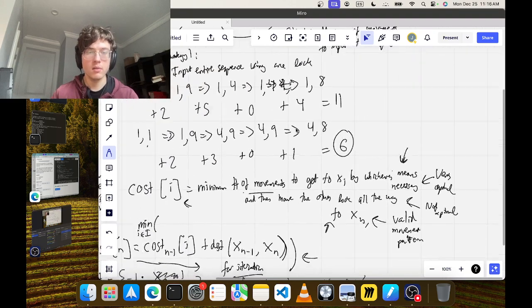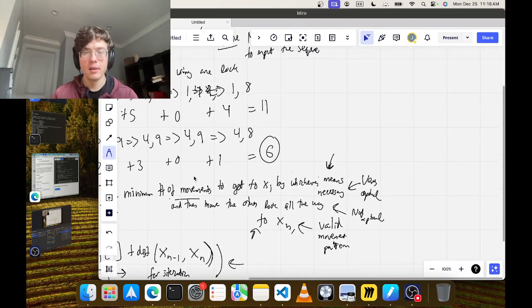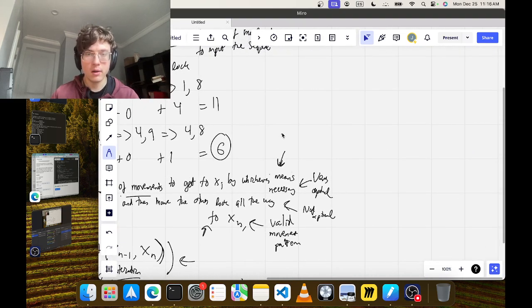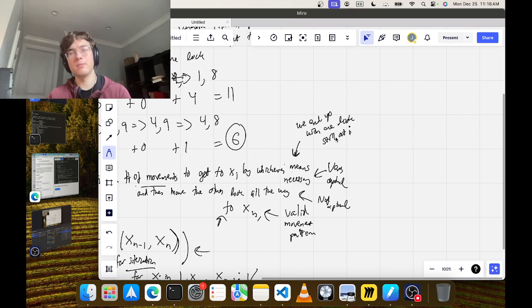The requirement in order to be defined as cost of i is that we end up with one lock still at i. So we can reuse this computation in the future. When we look at all the possibilities, this is the point: we're trying to reuse the computation. When we look in the future at the previous possibilities, we're trying to look through all the possible values, and the possible values are, okay, we stopped at i, and then we moved only the other lock forward. So we have to remember to stop at i with one of the locks.